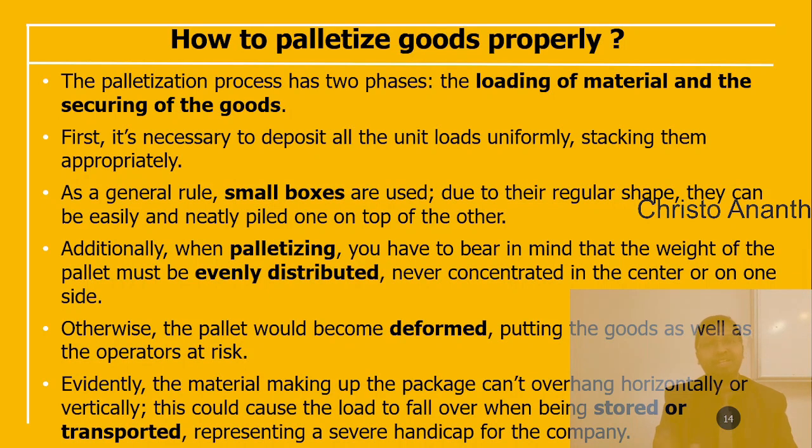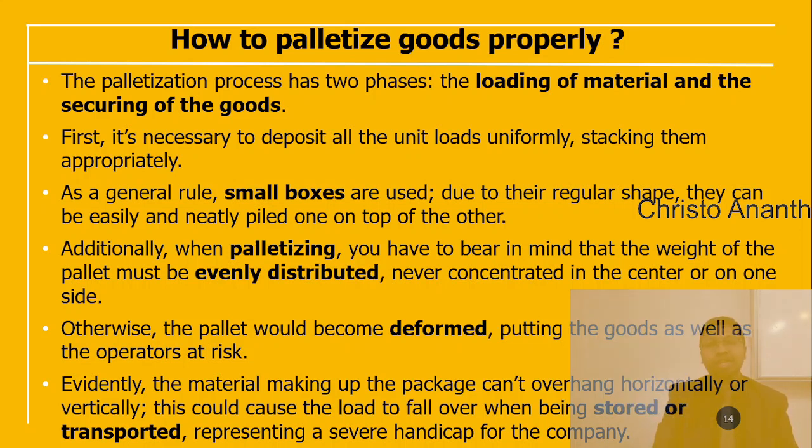So how to palletize the goods properly? In palletization, we have two phases. One, you have to load the material, and the other, you have to secure the goods. It's necessary to deposit all the unit loads uniformly, and you have to go for stackability. As a general rule, you can use small boxes, because due to their regular shape, they can be easily and neatly piled on top of each other.